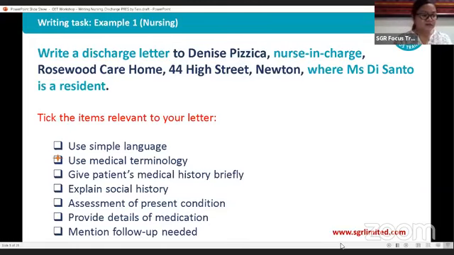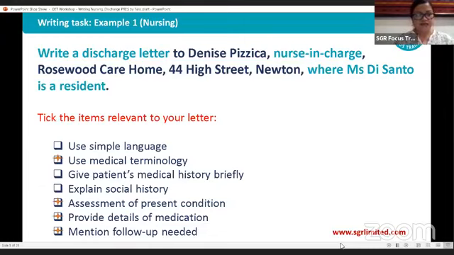Since the patient is a resident of the care home, it is logical to assume that the recipient will be familiar with the patient's medical history and social history, so we don't have to go into details. It's important to also provide a brief assessment of the patient's condition. And since the nurse in charge you're writing to will be in charge of providing medical care, you will also need to give details of the medication that needs to be administered and any follow-up action that may be required. So in general, these will be the items relevant to our letter for this writing task.